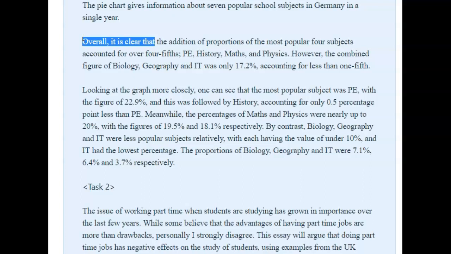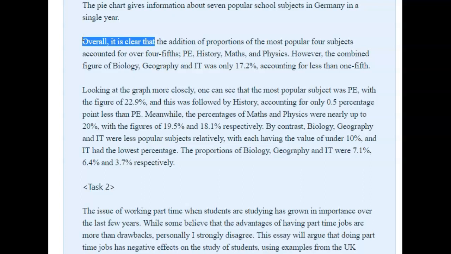What you could have said instead was that clearly 4 subjects were the most popular: PE and history, maths, and physics. Or you could have said clearly the most popular subject was PE and IT was the least. That would have been more than enough. All right, let's move on.